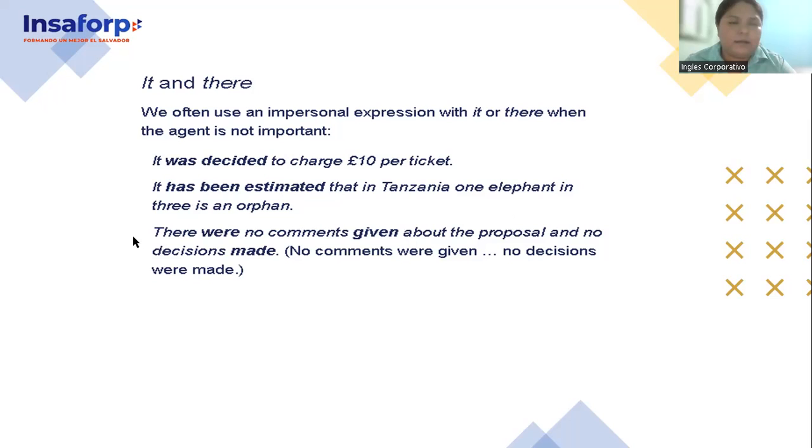There were no comments given about the proposal and no decisions made. So it means no comments were given, right? So no decisions were made. You're going to use it or there when you're talking in an impersonal form, right? So it means that the agent is not important.